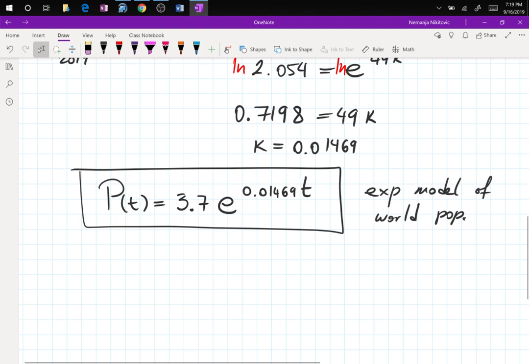Why do I say this is terrible? It's terrible because if you take the limit of this model as t goes to infinity, you will get that the population will be infinite, right? So if I just check this real quick, the limit as t goes to infinity, which you're going to do in differential equations, of 3.7 e to the 0.01469 t is going to give you infinity.